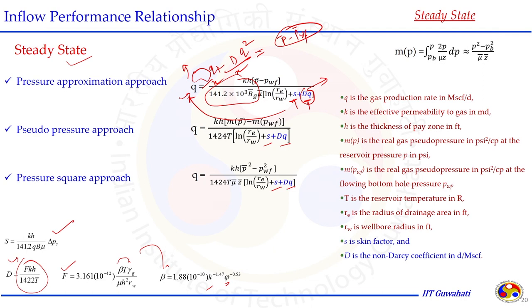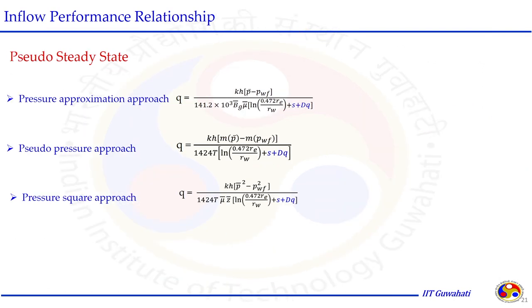So compared to the previous understanding of the IPR equation, we got two new terms: S, that is the skin factor, and D, that is the non-Darcy coefficient, and the non-Darcy coefficient has the unit of inverse of the flow rate. Similar expression for the pseudo steady state case. We are just going to get this term additional here for the P approach, P square approach and MP approach. So this I am showing for compressible fluid.